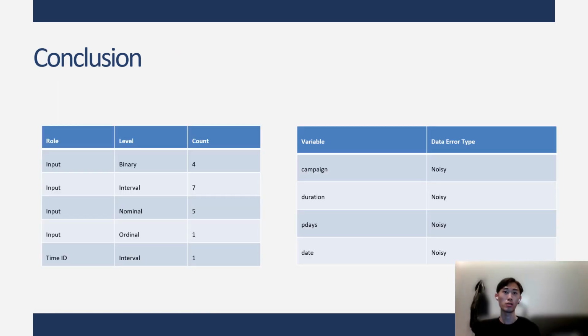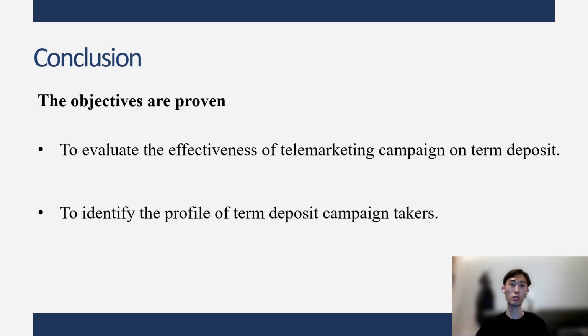After we revised the dataset, there are 18 variables in the dataset, including 4 binary variables, 7 interval variables, 5 nominal variables, 1 ordinal variable as input rows, and 1 interval variable as the time ID row. During data exploration, we did not find any missing data or inconsistent data, but we found noisy data in the dataset. The noisy variables are campaign duration, pdays, and dates. After this phase of work, we have proven the 2 objectives.